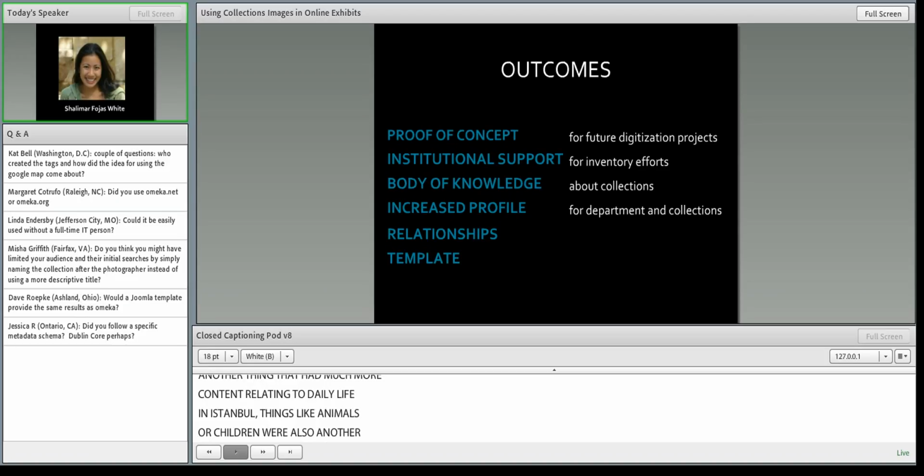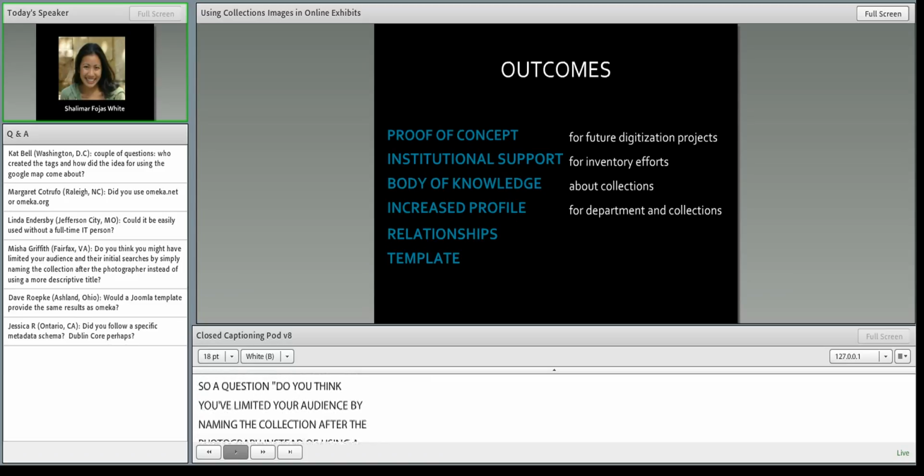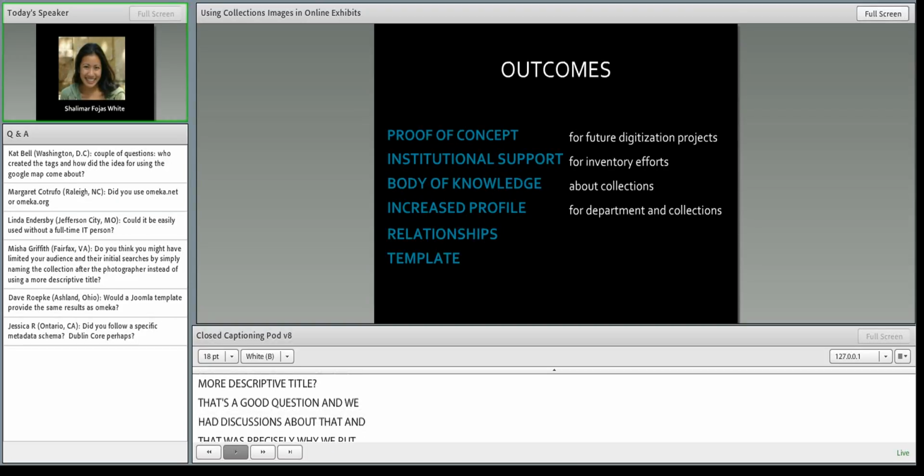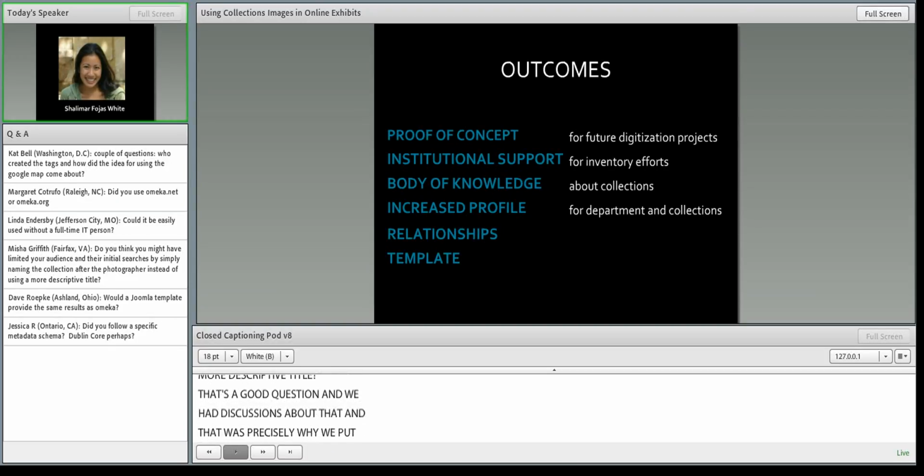Let's see. A question from Misha. Do you think that you've limited your audience and their initial search by simply naming the collection after the photographer instead of using a more descriptive title? That's a really good question, and we had discussions about that, and that was precisely why we put together that word cloud of terms.